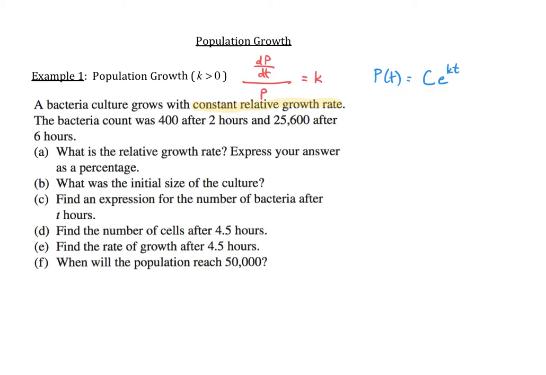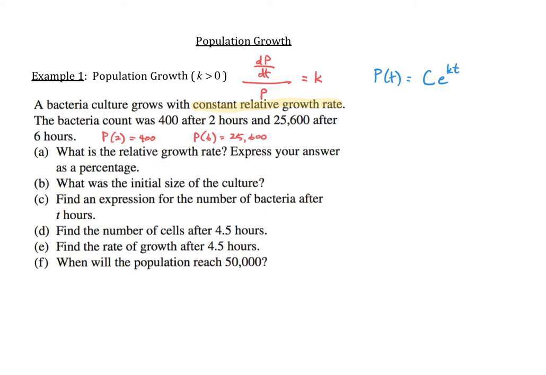Let's read the next sentence together. The bacteria count was 400 after 2 hours and 25,600 after 6 hours. I can translate those two pieces of information like this: P of 2 is equal to 400, and P of 6 is equal to 25,600.